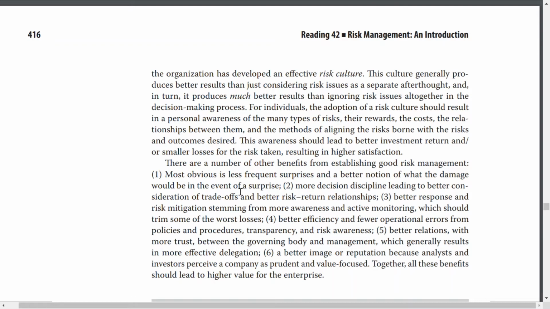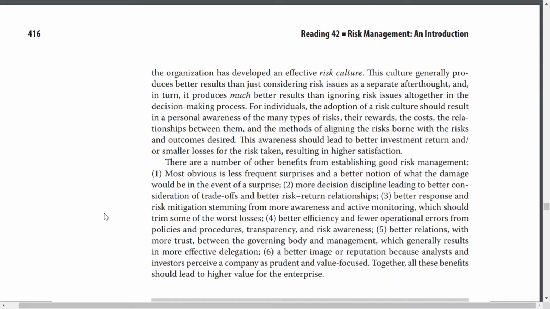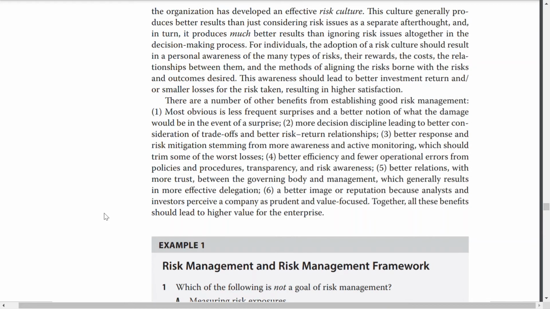For individuals, the adoption of a risk culture should result in a personal awareness of the many types of risk, their rewards, their costs, the relationship between them, and the method of aligning the risk borne with the risk and the outcomes desired. The awareness should lead to better investment returns and/or smaller losses for the risk taken, resulting in higher satisfaction. There are a number of other benefits from establishing good risk management.